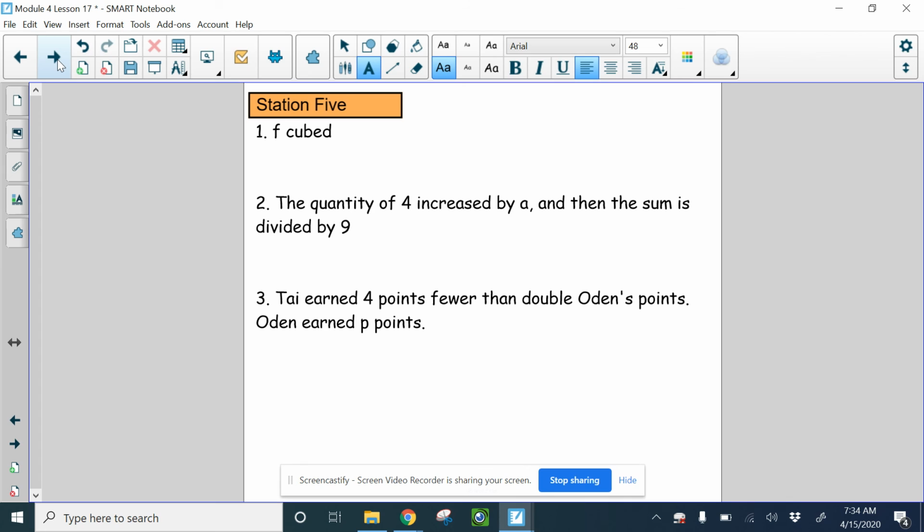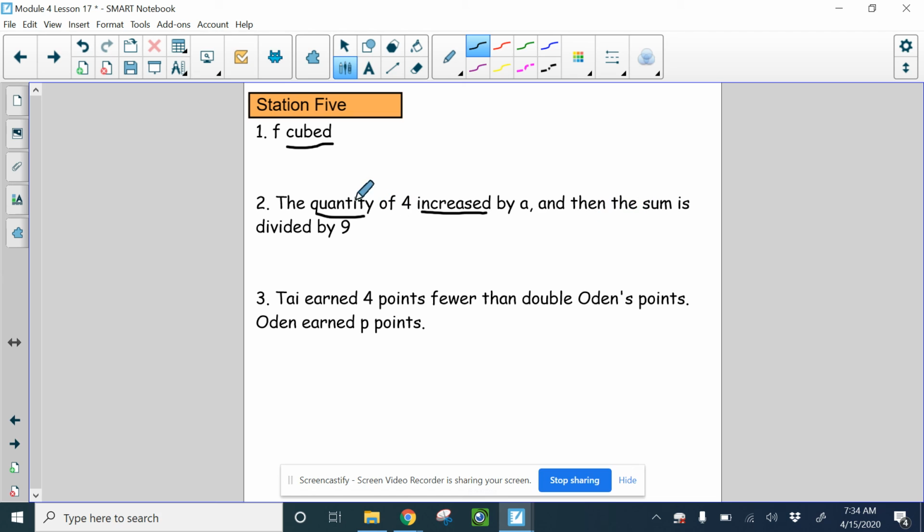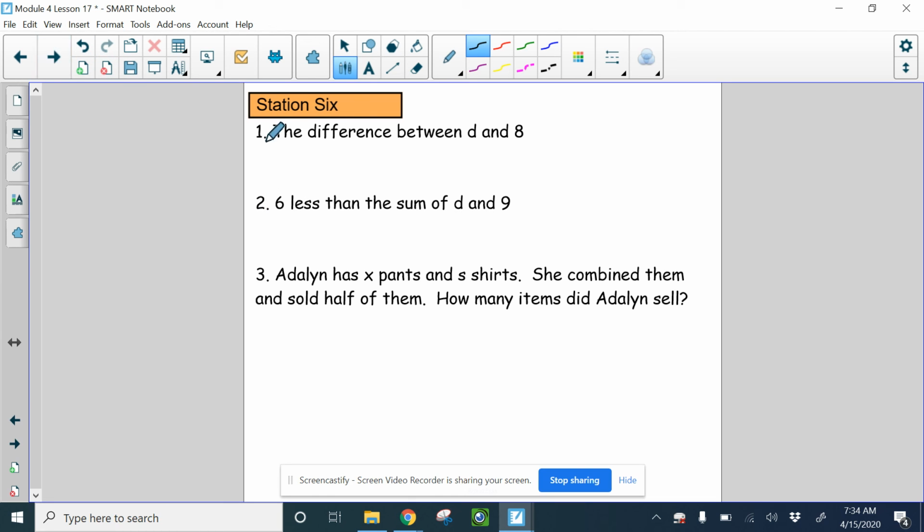We did have 2 more slides of these, which I think we're going to just quickly go through. I hope you guys remember cubed means to the third power, or the exponent of 3. My quantity is going to mean that I'm going to have some parentheses, increased, and that sum is divided by 9. If you earn fewer, you would be subtracting, and doubling means multiplying by 2. Just making sure there's no new words you guys need to see in here. Remember, difference would mean to subtract. Less than is also subtracting, but it's a turnaround word. Combining would mean to add them together. If you have half of something, you're dividing by 2.